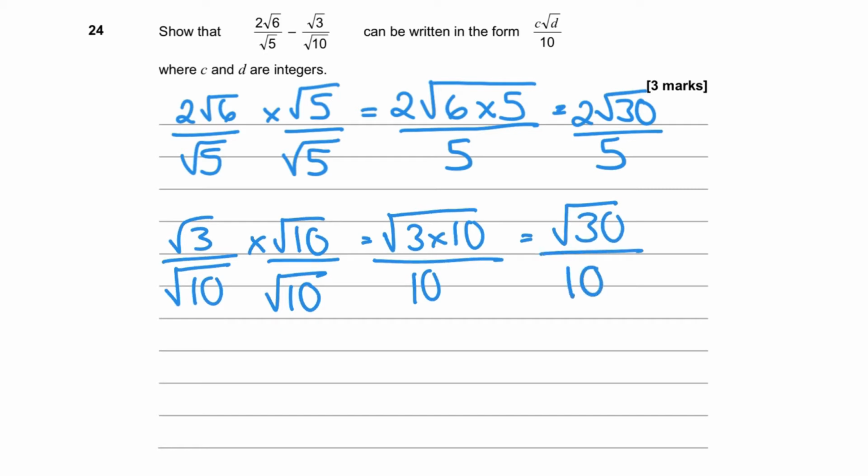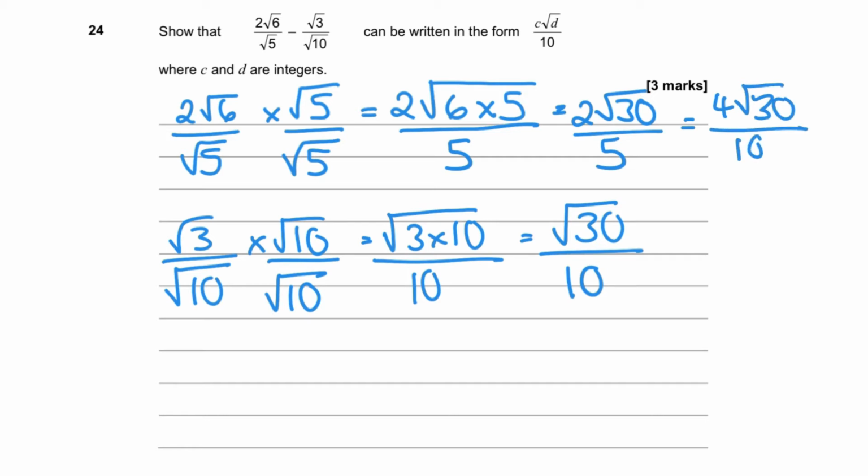So in order to subtract one fraction away from another fraction, we need to make sure that they've got the same denominator. So we're going to change 2 root 30 divided by 5 into tenths. So we're going to times top and bottom by 2. So 2 root 30 times 2 is 4 root 30 divided by 5 times 2, which is 10.